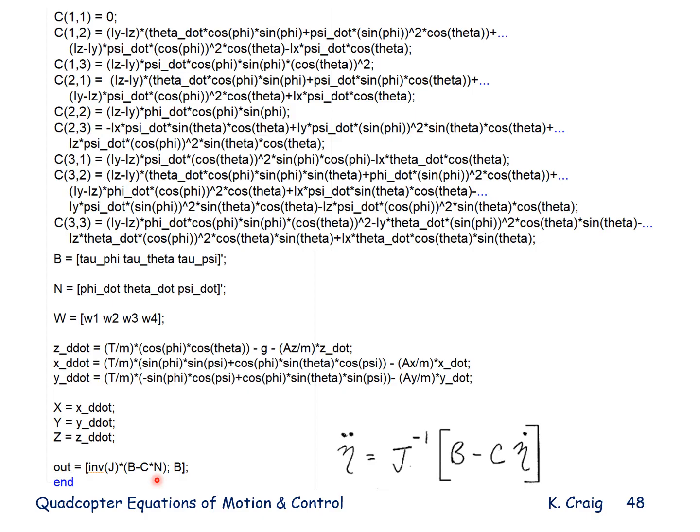And I've also included in the output the column vector B, which is the column vector of the three moments, tau phi, tau theta, tau psi. This then completes the statements in the matrix function, the MATLAB function.